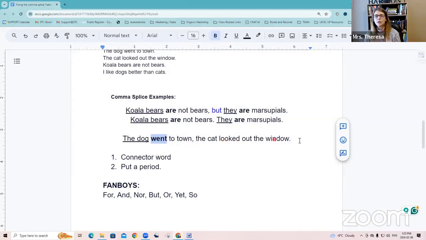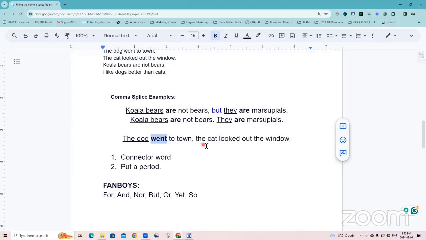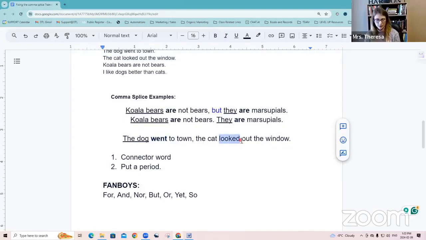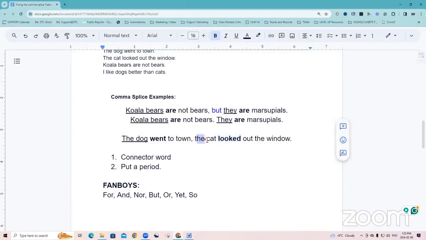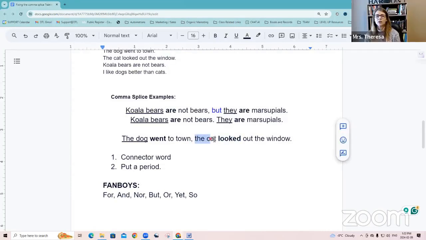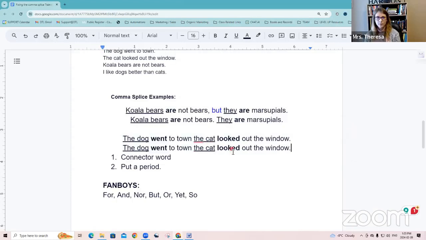The cat looked out the window. Which part of this is the verb? Looked. Right. Out the window. And who looked? The cat. I think technically just cat is the subject and the is the article, but it really doesn't matter. So we have a complete thought here, the dog went to town, and a complete thought here, the cat looked out the window. So we cannot connect it with a comma. So what's the easiest way that we can fix this problem?